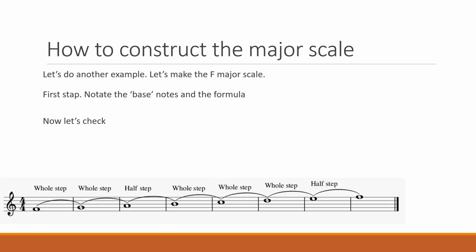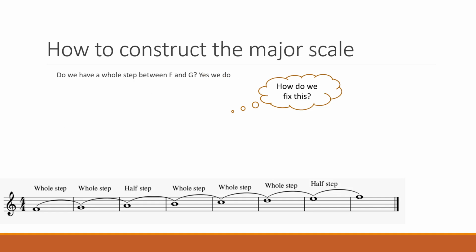Let's do another example. Let's make the F major scale. Here we have all the base notes, and now we're going to check with flats and sharps. Between F and G, a whole step from F is G. Yes, that's correct, because there is an F sharp in between, so those are two small steps making it a whole step. From G to A, through G sharp, yes, that's a whole step.